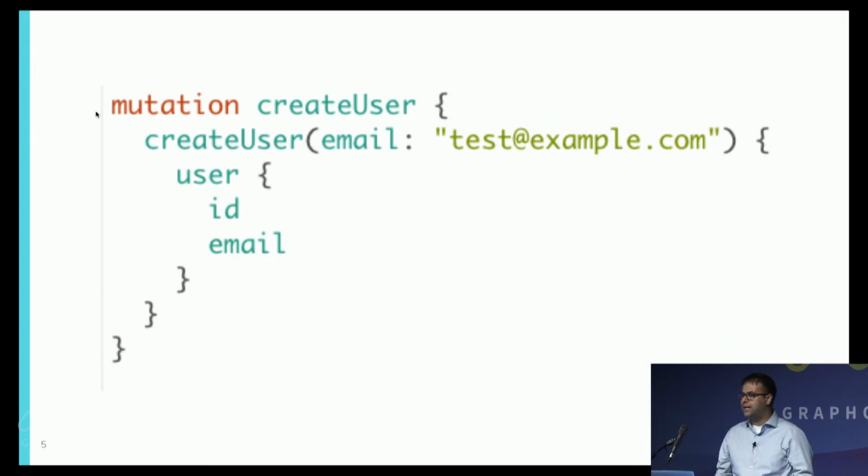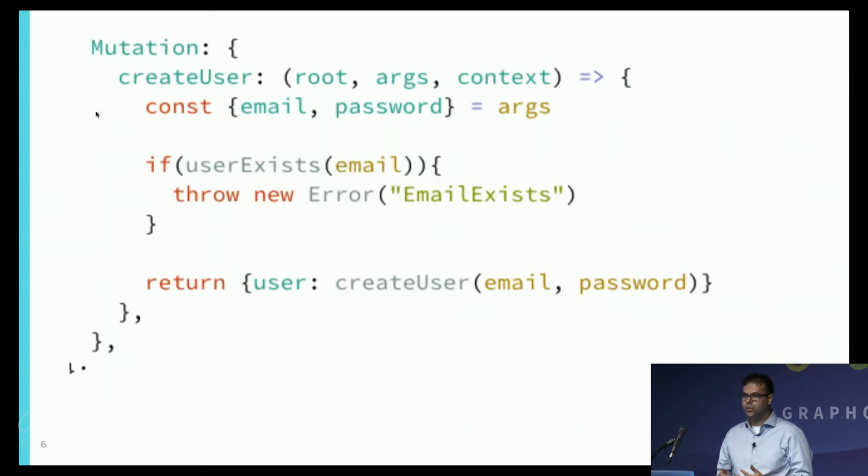So we could define a simple mutation, create a user, and if we're successful, give me back the user's ID and their email. And on the server side, the code would be also pretty simple. We check to see if the user exists, and if they do, we throw a JavaScript error, we stop execution, and then we move on. If they don't exist, we create the user and send it back, no big deal.